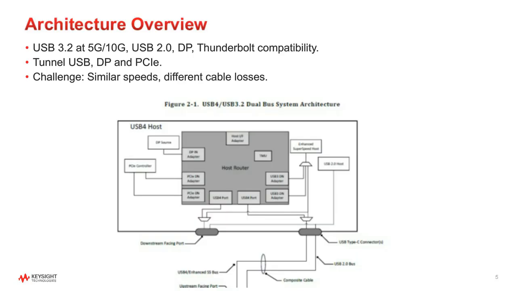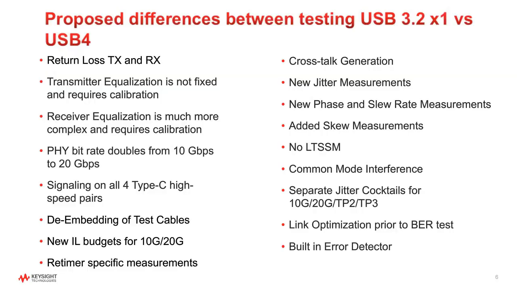Let's see, looking back over here, switching to this. So again, another question that we get asked all the time: how different is testing USB 3 and USB 4? The short answer is completely different. Even though they're called USB, the methods are quite different, mainly because it's based on the Thunderbolt 3 methodology. So, for example, the first bullet, you have to do return loss, TX and RX. We never had to do that in USB 3, but it's required for USB 4. So that's new.